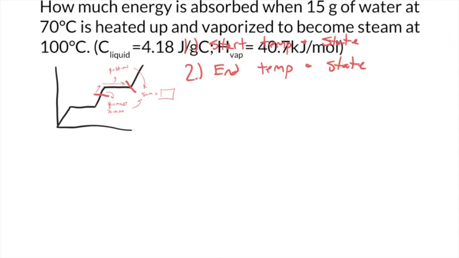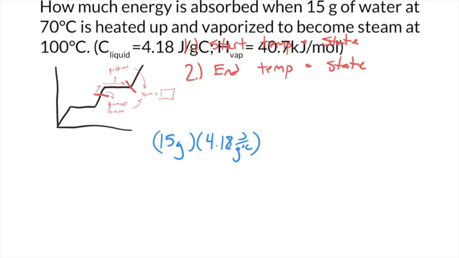Step 1 is to heat up the water. Now the mass of the water is 15 grams and the specific heat of water is 4.18 joules per gram degree Celsius. Now these specific heat values and delta H values, which you will need to calculate vaporization, will always be given to you on a data table that you will use. So you don't have to worry about memorizing them. But you do have to know which formula to use in which situation.